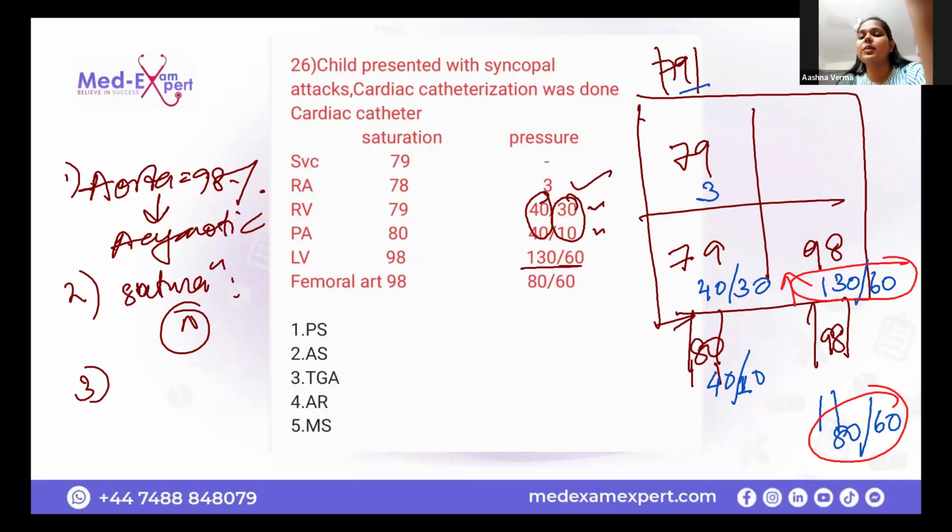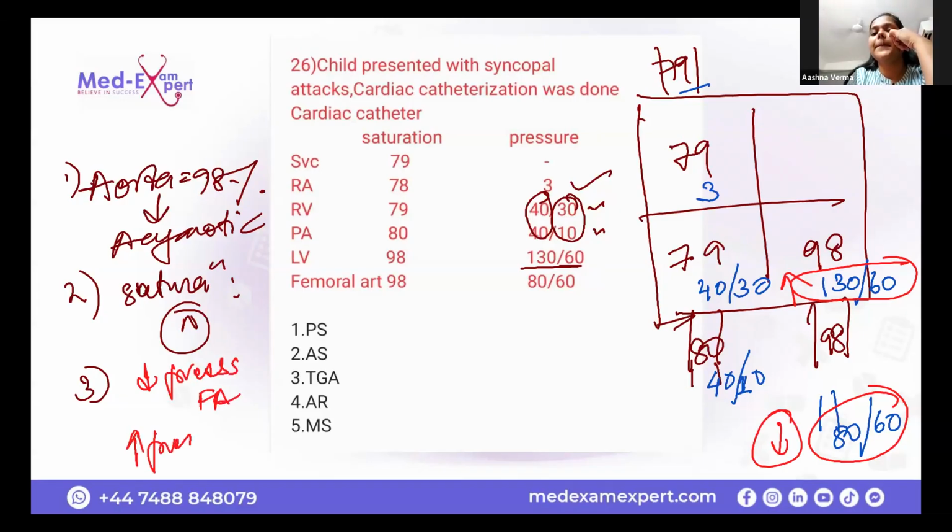Okay, so the pressure in the femoral artery is low here. So there is an abnormal low pressure in the femoral artery and high pressure in the left ventricle. So there has to be some obstruction at this level, between the left ventricle and the peripheral artery. So this could have been a case of either aortic stenosis, or it could have even been coarctation of aorta.